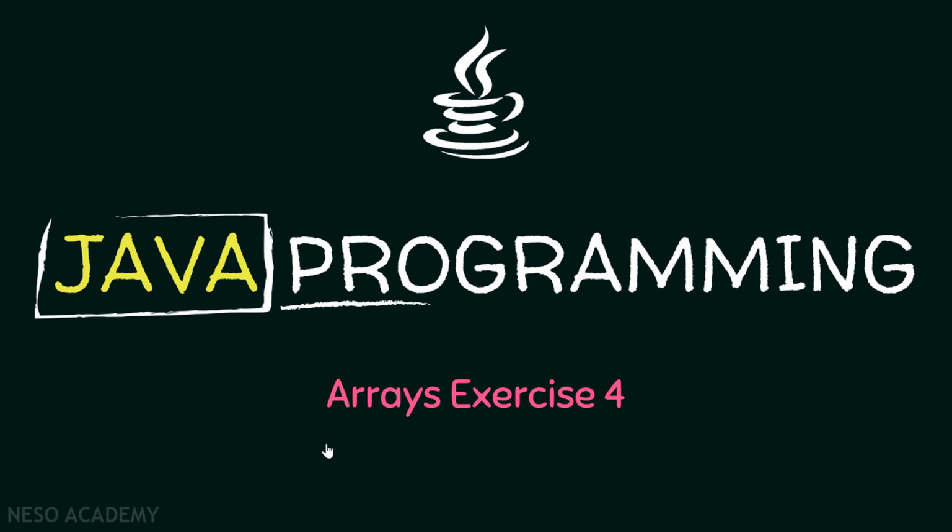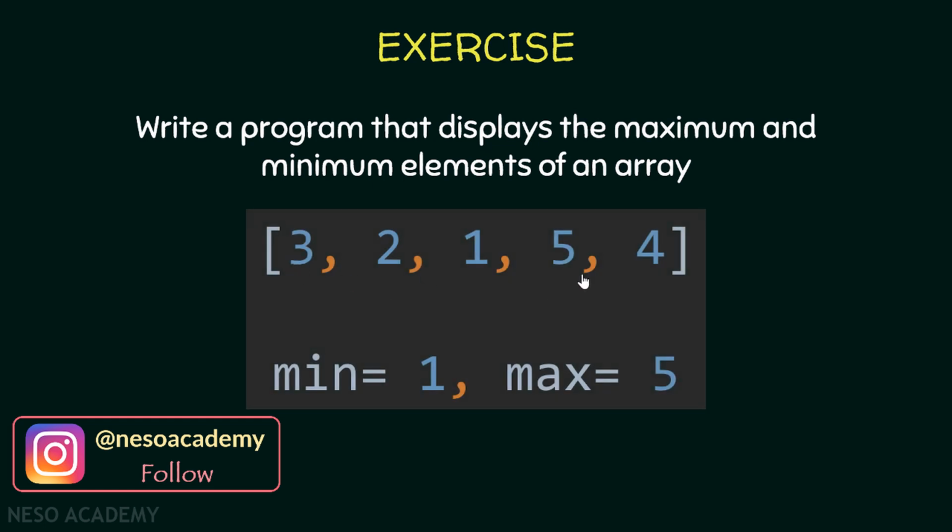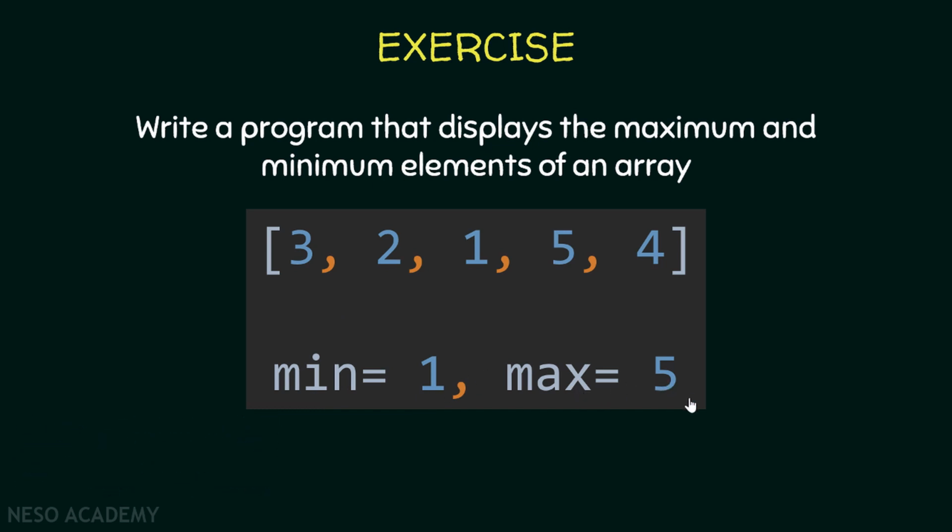In this lecture, we will solve another exercise on arrays. And here is the exercise. I want you to write a program that displays the maximum and the minimum elements of an array. So for example, if we have this array over here, our program should display that the minimum is equal to 1 and the maximum is equal to 5. So we should iterate over this array and find the minimum element and the maximum element. So pause the video and try to do this.